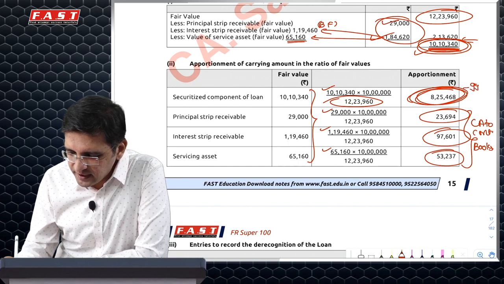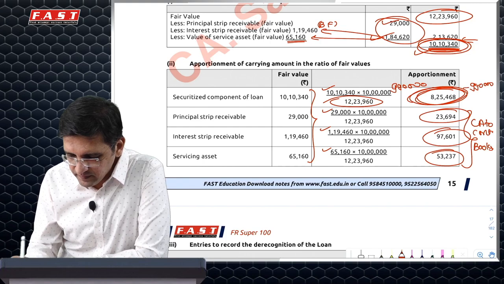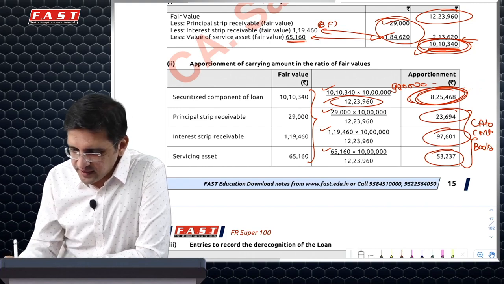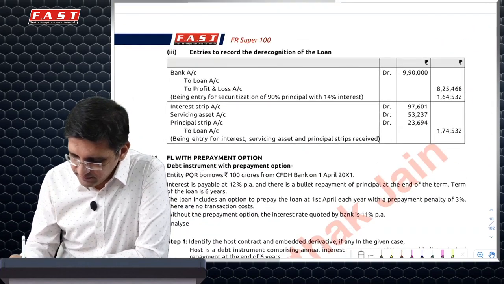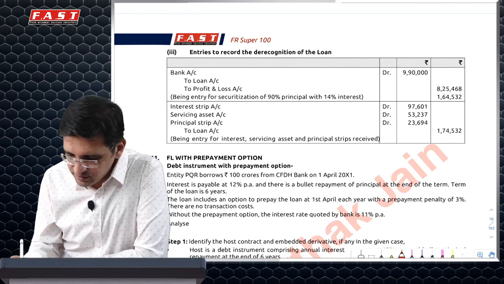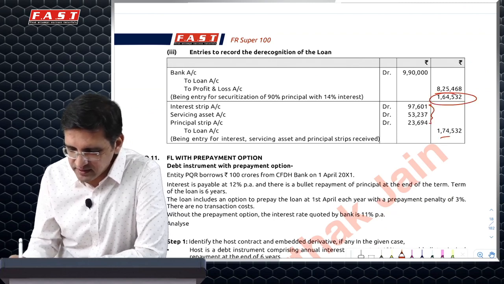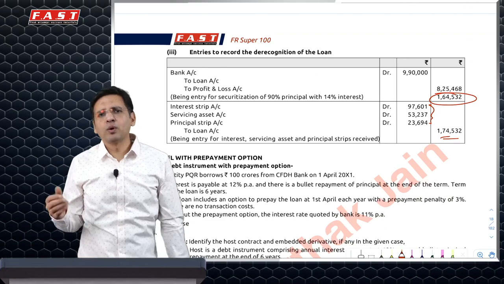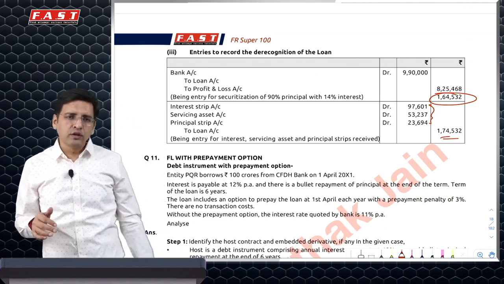This minus 990 is your gain. So 990 minus this is your gain, because you've sold it at 990 and the carrying amount is 825. So this is your gain which you have recognized, and the other things you have recognized. So you derecognize the whole loan and recognize a new fresh loan.